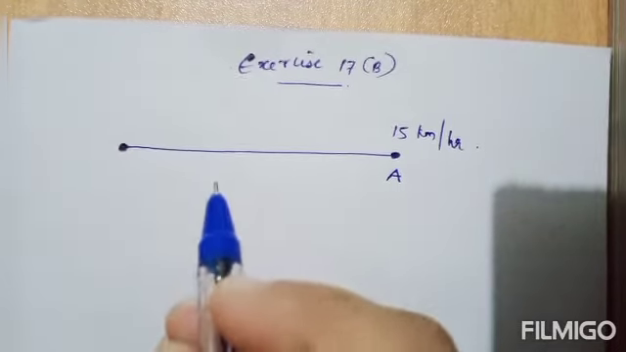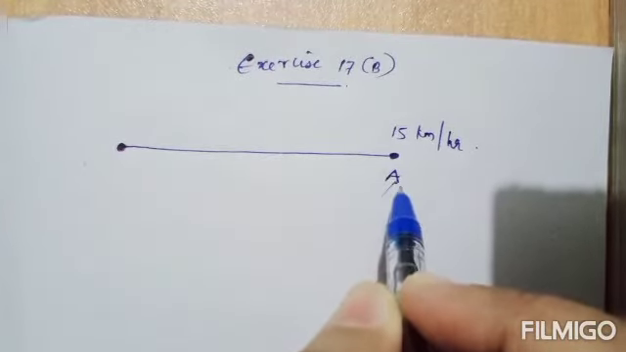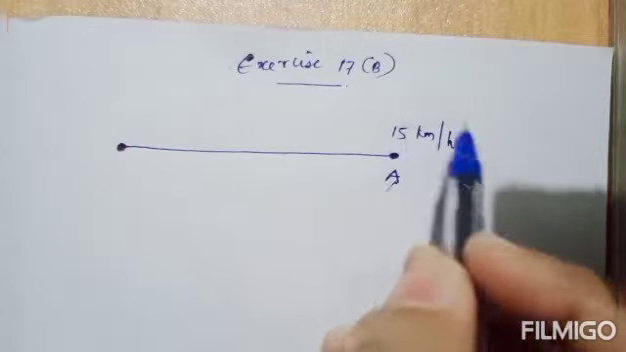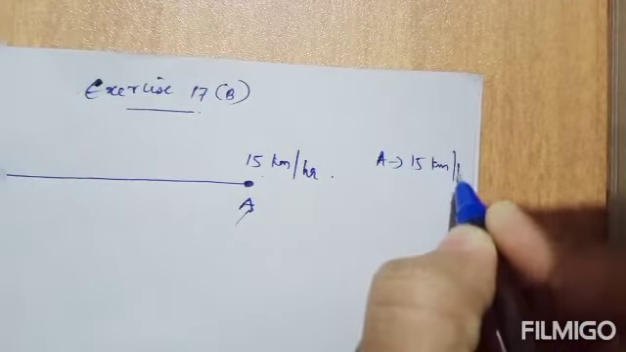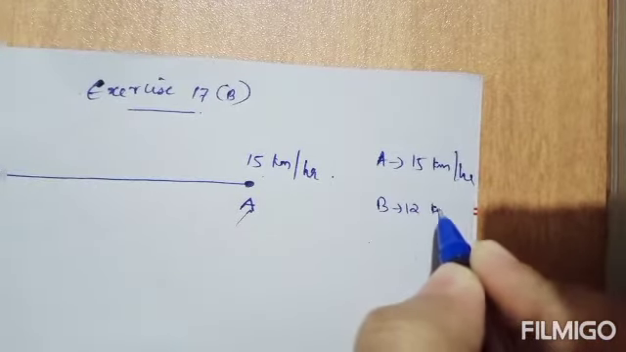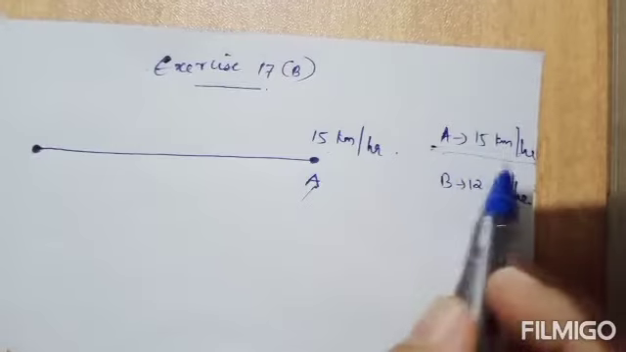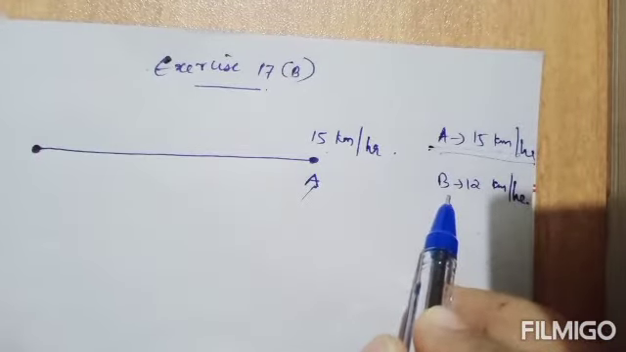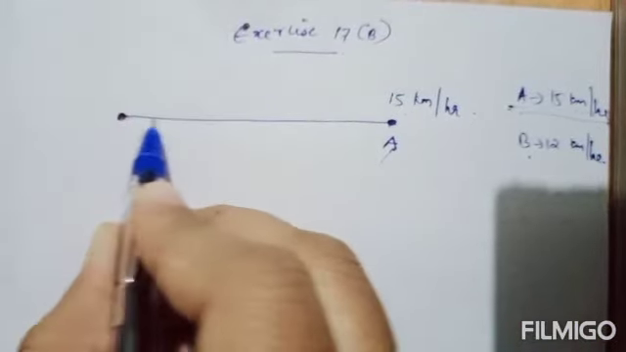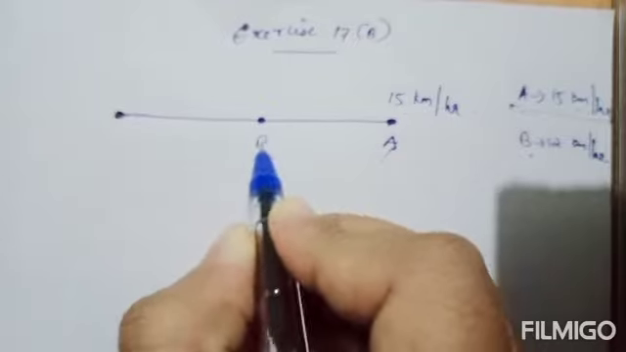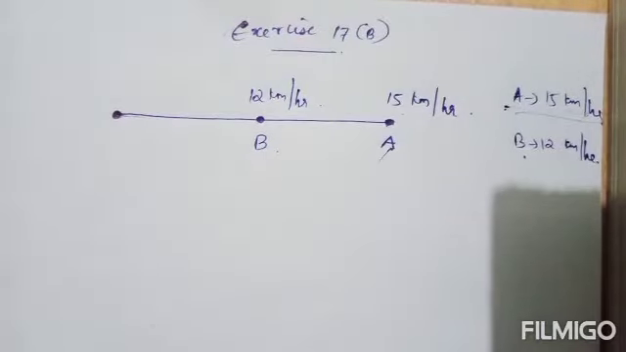So clearly B will cover less distance as compared to A. Here A's speed is greater than B. A's speed is 15 km per hour, B's speed is 12 km per hour. So A will cover more distance as compared to B. B also starts from the same starting point, and let B reach at this point. So B's speed is 12 km per hour.